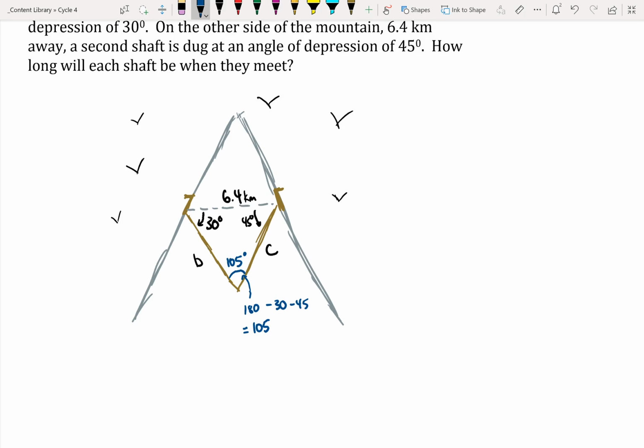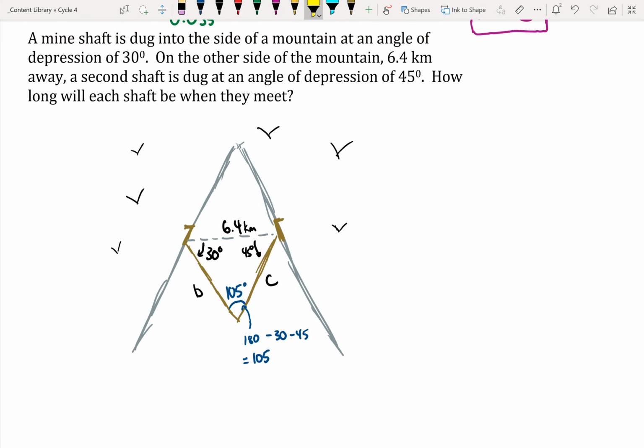So again, not quite drawn to scale, but that's fine as long as we get the triangle drawn and we have all the information labeled. Which actually I should go back and highlight. Angle of depression of 30, 6.4 kilometers away, angle of depression of 45. So going back to our question, I found all my missing information that I can using regular trig. What I should see here is, if I want to find a missing side, again, it's not a right angle triangle. Do I use sine law or cosine law?